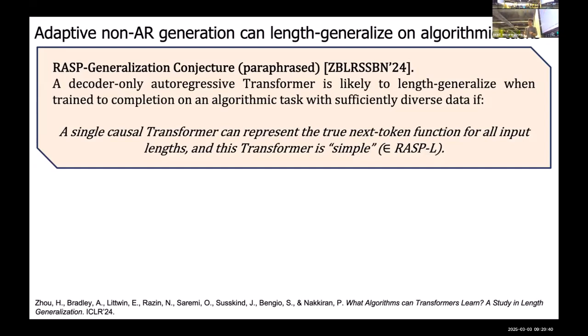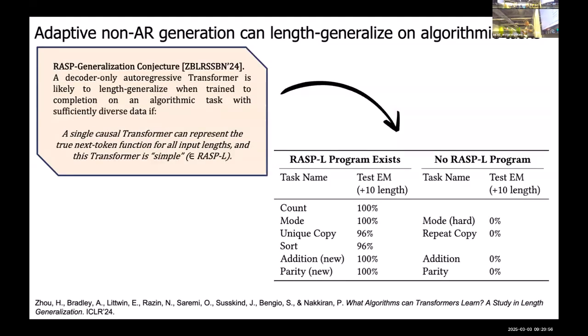If you can construct a single transformer that can actually solve the given algorithmic task at arbitrarily different input lengths, then we conjecture that once we train the model, it will length generalize. That's the length generalization conjecture. Hopefully I did it right. That's great, thank you. We'll hear more about this from the expert later today.